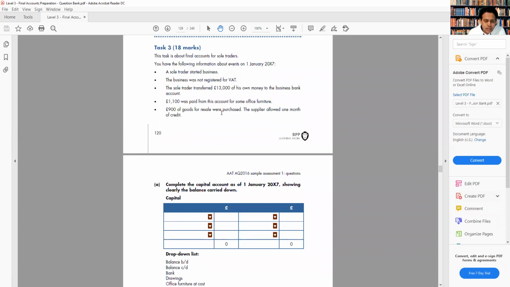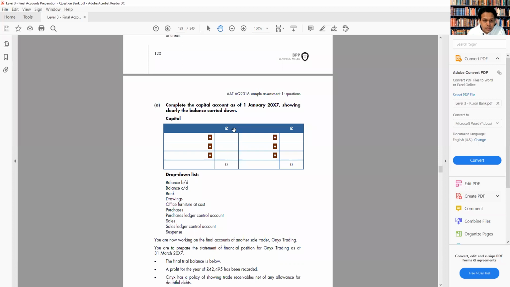900 of goods for resale was purchased. The supplier allowed 1 month of credit. So basically, this is a purchase by the company. There is no relationship with the capital. It's a credit purchase. The supplier allowed 1 month credit, so that's fine. When you buy something from the supplier, we have 1 month to pay the money to the supplier. What is the requirement? They're asking to complete the capital account and show the balance c/d. Balance carried down means balance c/d.